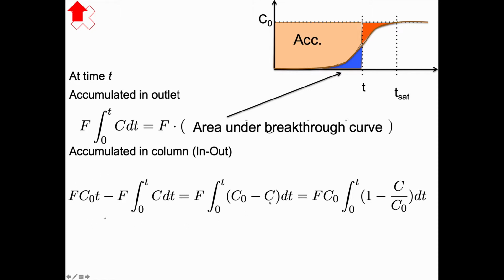And we can rearrange that like this: F times the integral of C0 minus C dt from 0 to t. And you can rearrange that as well, since C0 is a constant. But let's end with this one in the middle here. Try to remember that. Now, our next question is, what happens if we integrate all the way to t sat, when we have reached saturation?